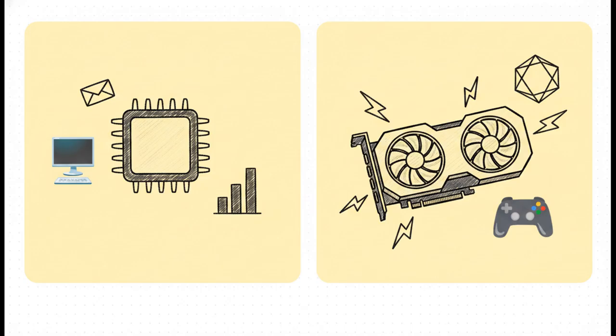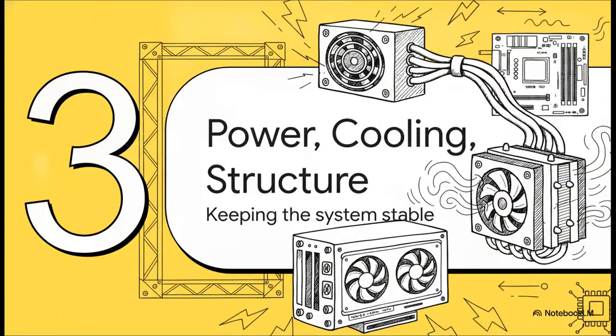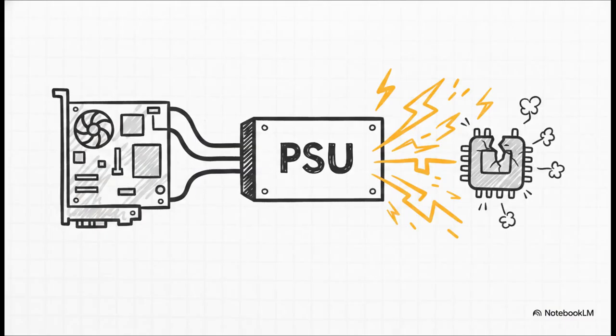If you're doing heavy-duty gaming, complex 3D modeling, or training huge AI models, a dedicated GPU with its own massive pool of VRAM and dedicated cooling is vital to making those computations happen efficiently. Which brings us to part 3, power, cooling, and structure. Every single component we just discussed requires highly stable power.